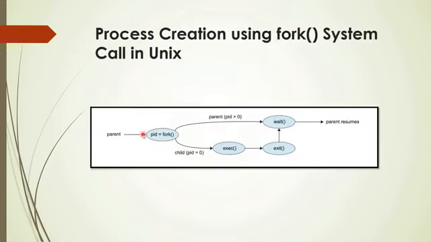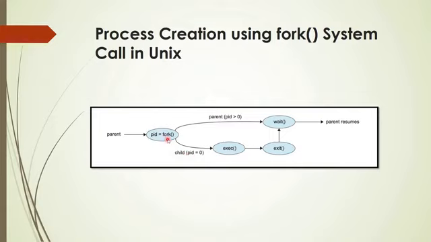Now let us look at a diagram to understand how the fork system call works. Now the fork system call returns two values. The first value is greater than 0 or a positive number, that is for the parent, and the fork returns 0 for the child process.